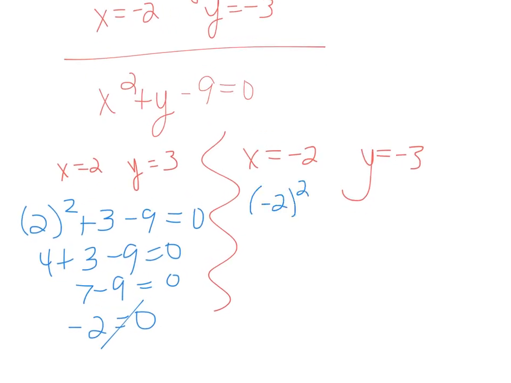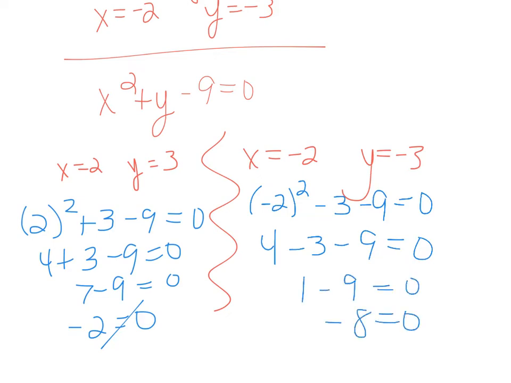Let's come over here. Negative 2 squared minus 3 minus 9 equals 0. What's negative 2 squared? 4. Minus 3 minus 9. What's 4 minus 3? 1. 1 minus 9 is negative 8. Negative 8 equals 0. Is that a true statement? Do you think this is symmetric to the origin? No.